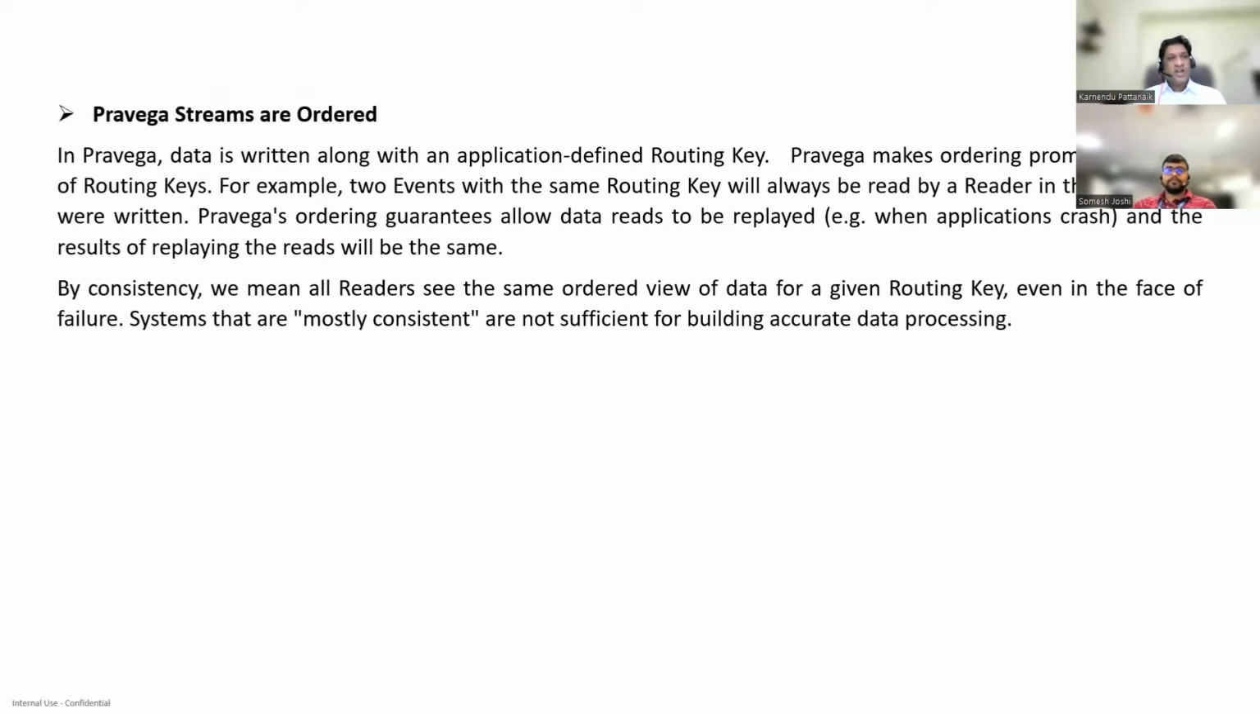The other feature is that Pravega streams are ordered. Even though application-defined routing keys are used, and two routing keys may be provided to two different pieces of data, Pravega considers the data in the order it was written. That guarantees that even though there could be duplicate routing keys, the data will still be considered in order.